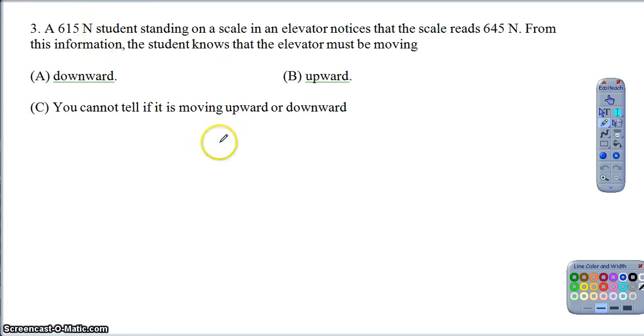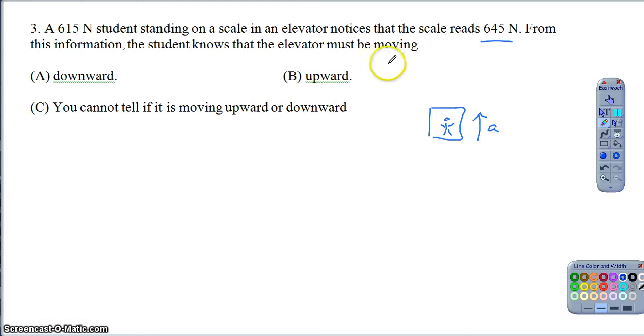Question 3 is one of the ones that can be pretty tricky at first. So a 615 Newton student is standing on a scale and notices that the scale reads 645 newtons. From this information, the student can tell that the elevator must be moving. And the trick here is we know that because the student appears to be heavier than the student actually is. So again, we're standing in the elevator, right? The student notices that he or she appears to be heavier than he or she actually is. What that tells me is that the elevator is accelerating upward.